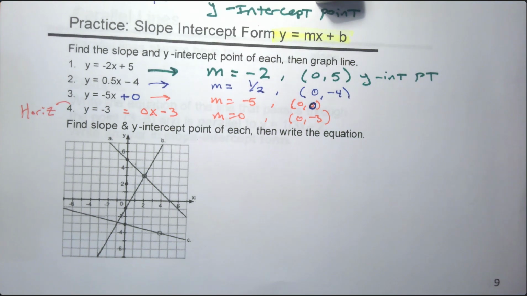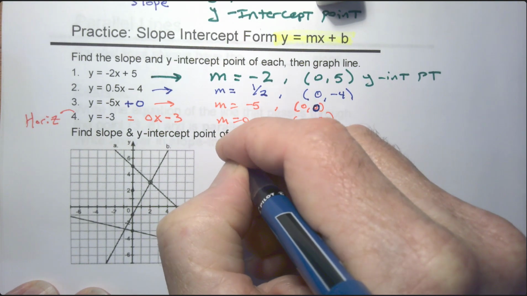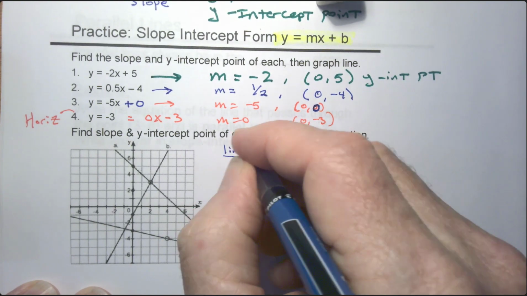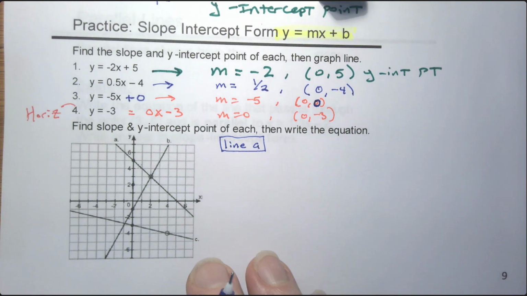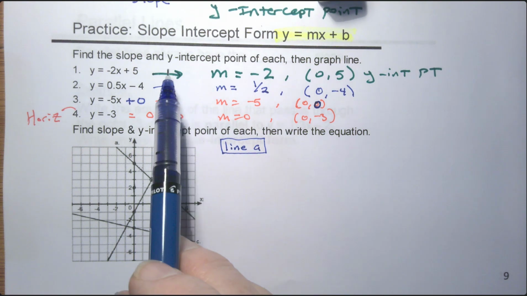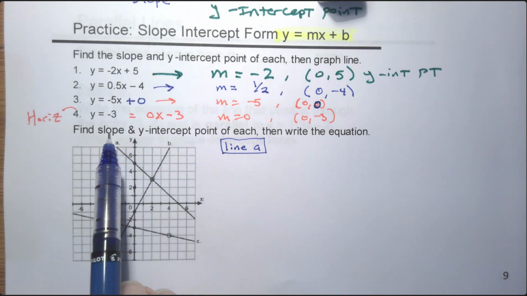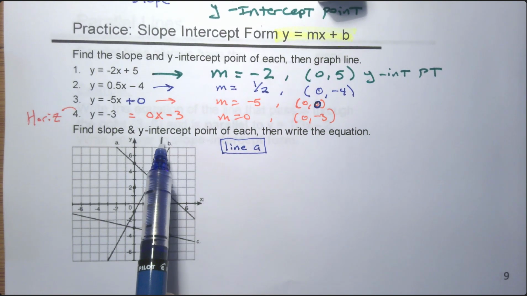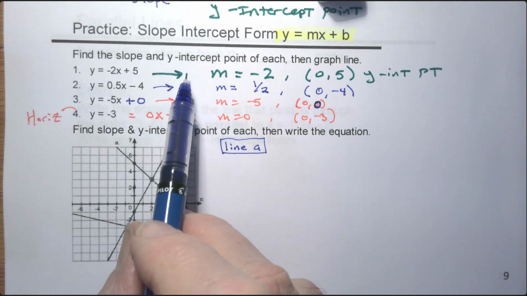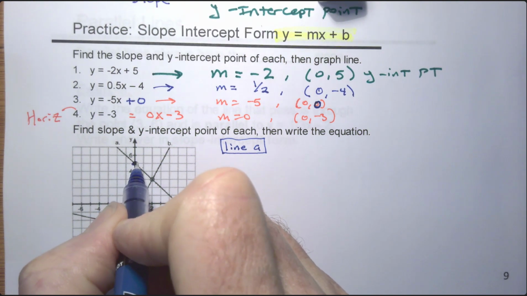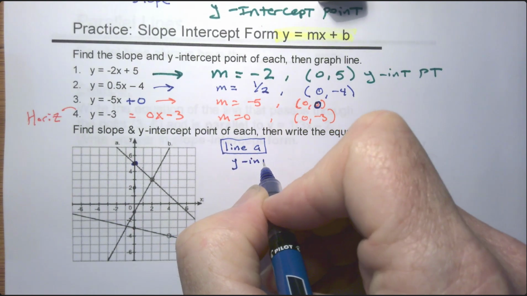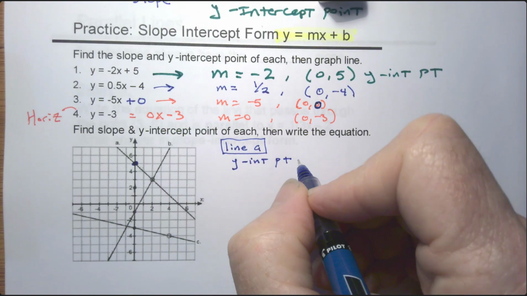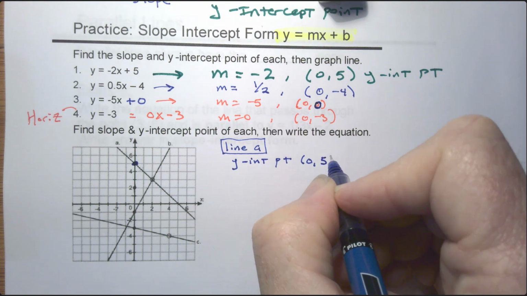For example, line A. We're going to look at the picture and find its information. Okay, so the equation needs two important facts. It needs the slope and the y-intercept point. Okay, the slope and the y-intercept point. Let's find those. Now on line A, I'm going to go for the easy thing first. I see right here is the y-intercept point. That is the point 0, 5.